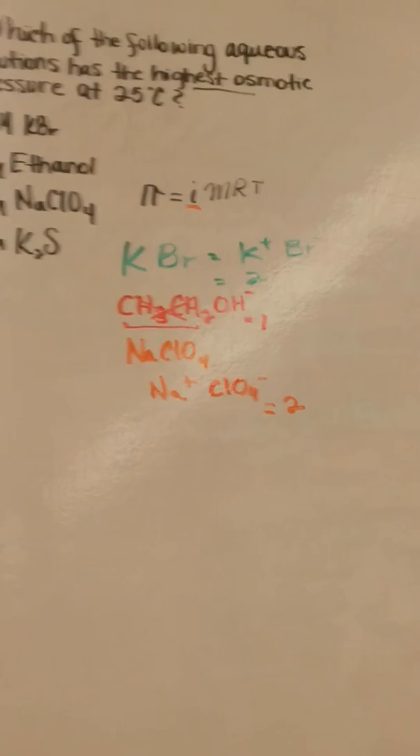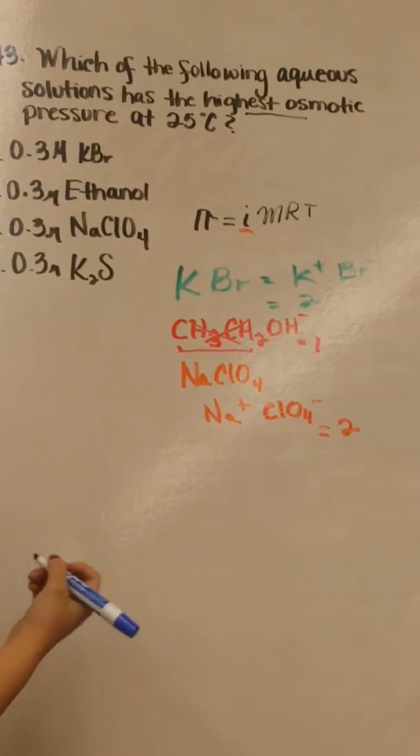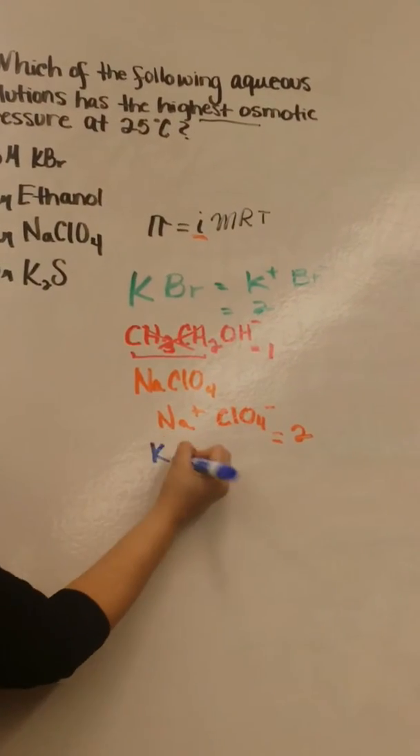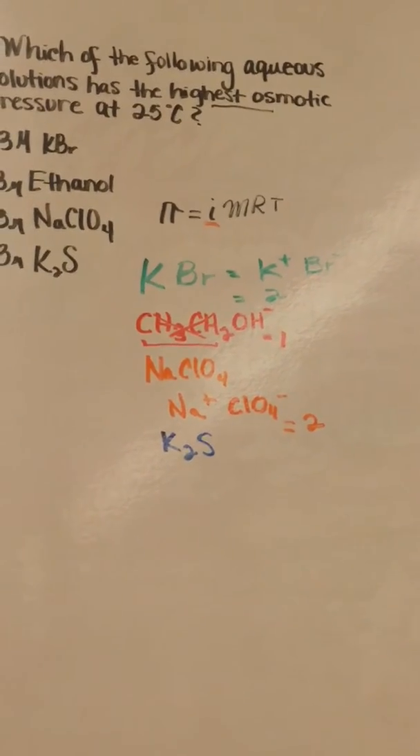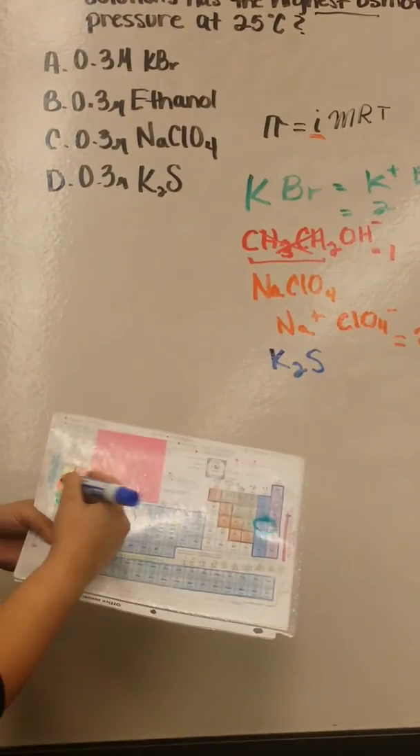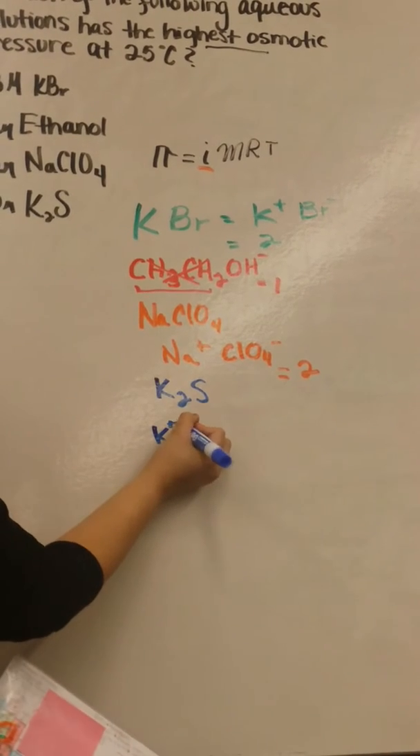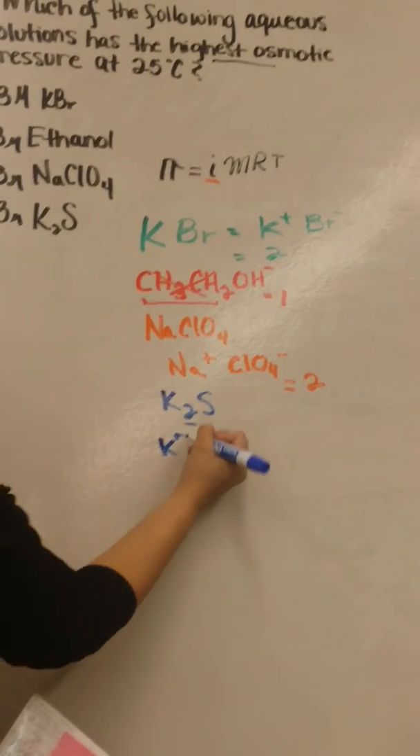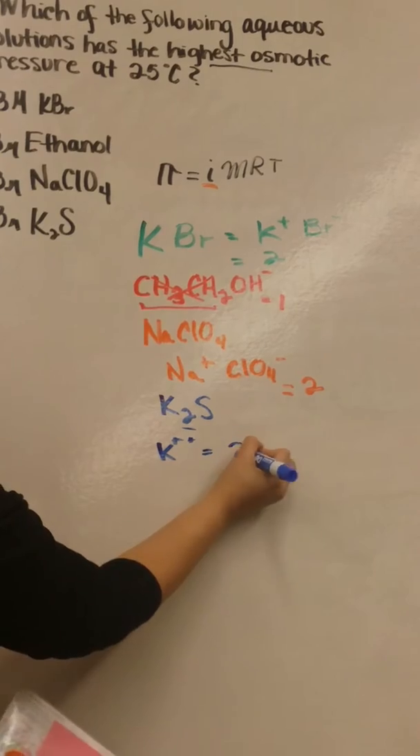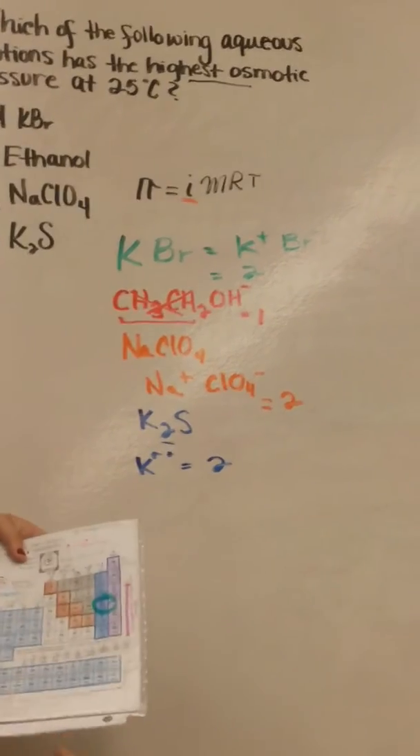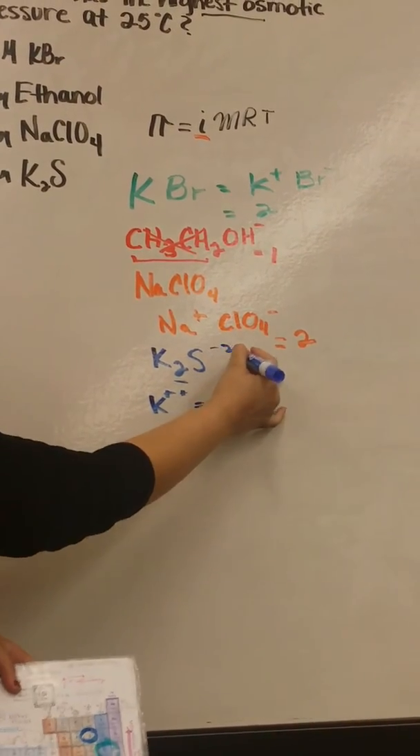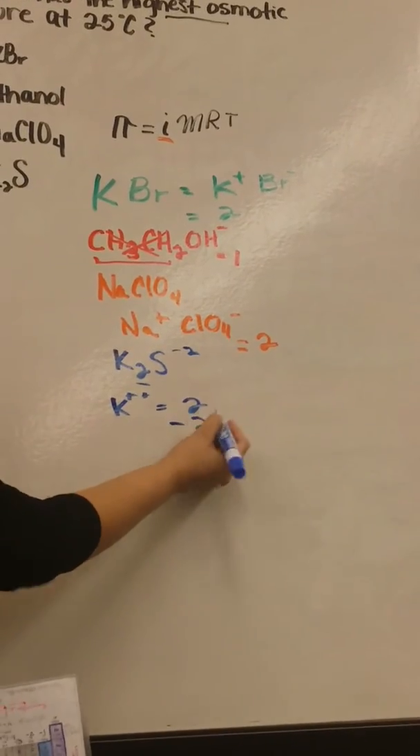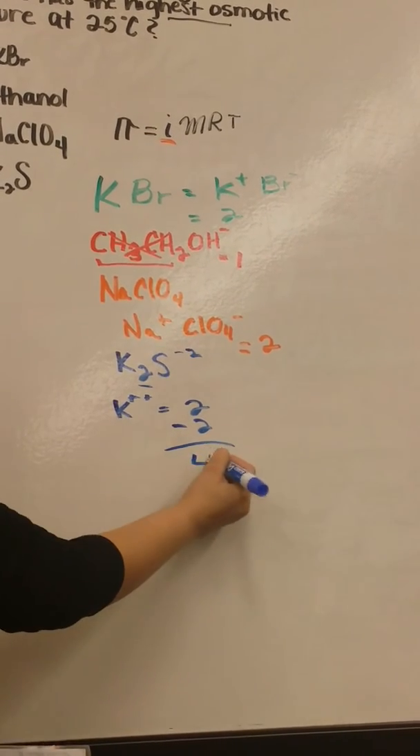And last, you have K2S. Again, go to your periodic table. You'll be able to see that K is a +1 charge, but you have 2 of these, so it'd be plus and plus, so it'd be 2. And then you go to sulfur, and it has a -2 charge, so it'd be -2. So the total ions here are 4 ions.